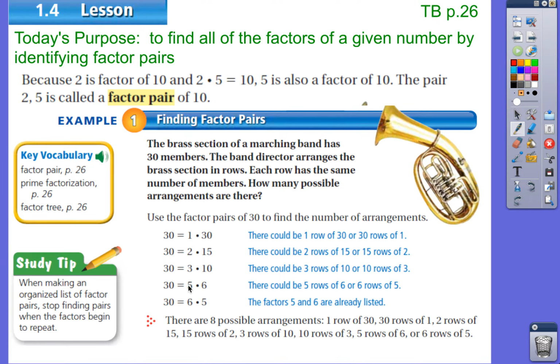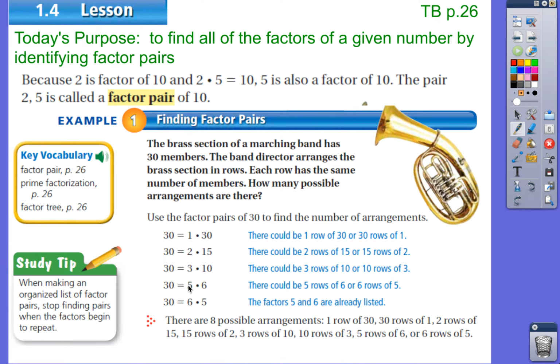Now notice, my next factor pair is 5 times 6. The reason for that is if I use the number 4, there's nothing I can multiply by 4 to get 30. And it has to be a whole number. So notice I've skipped the number 4. I have 5 times 6, and then the next factor pair here is 6 times 5. Now, when I do 6 times 5, it's a repeat of the factor pair that I have above it.